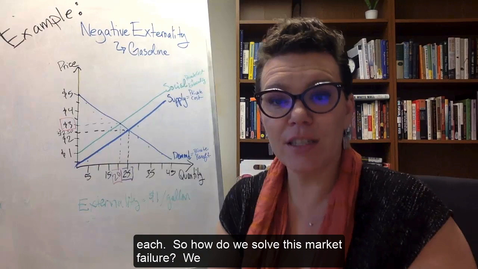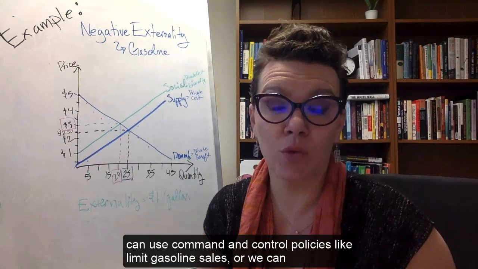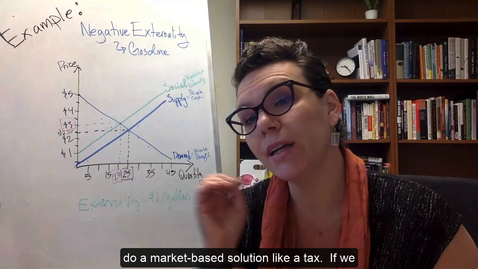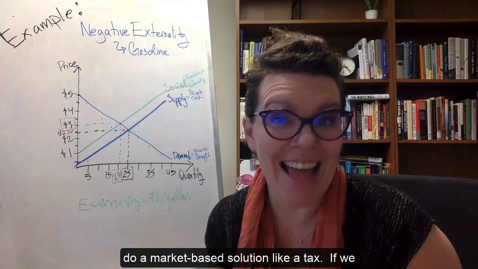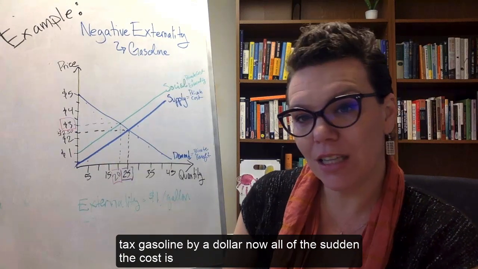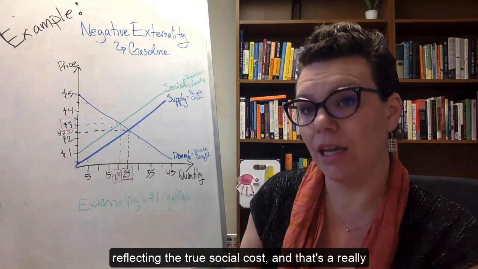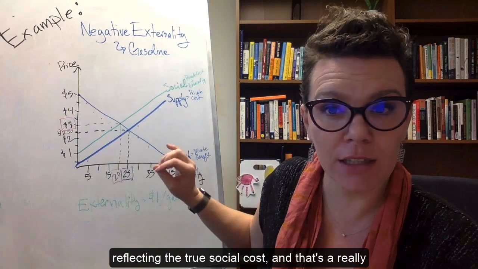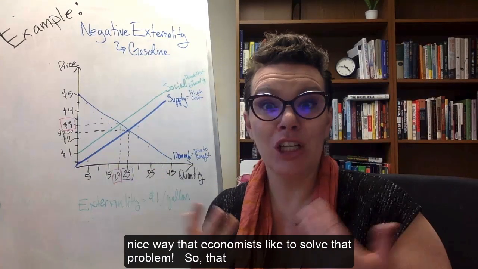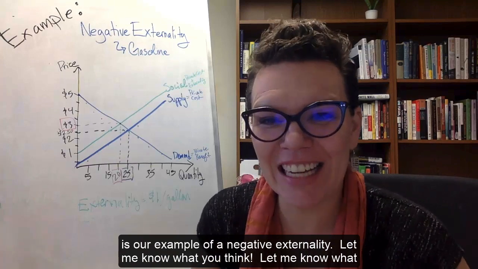So how do we solve this market failure? Well, we can do command and control policies like limit gasoline sales, or we can do a market-based solution like a tax. If we tax gasoline by $1, now all of a sudden the cost is reflecting the true social cost. And that's a really nice way that economists like to solve that problem. So that's our example of a negative externality.